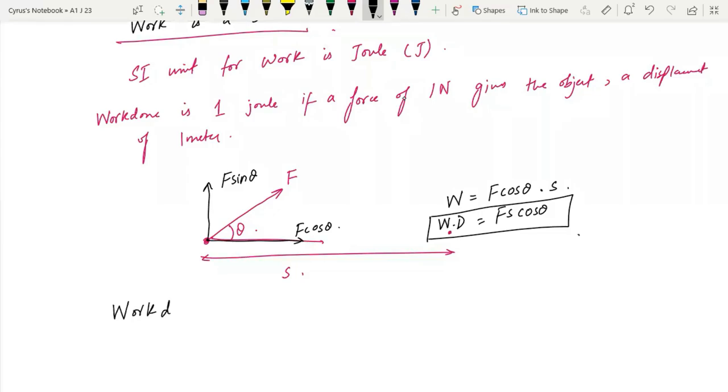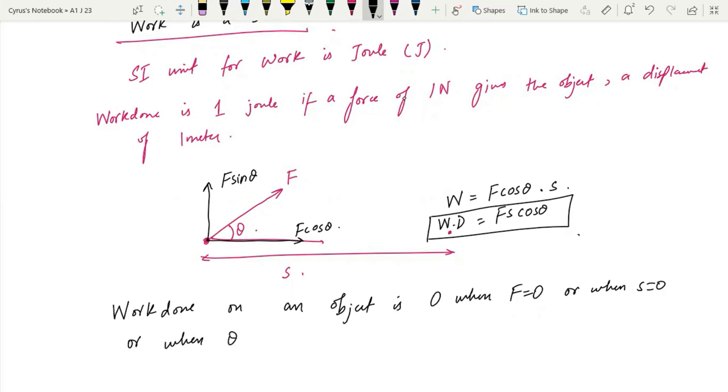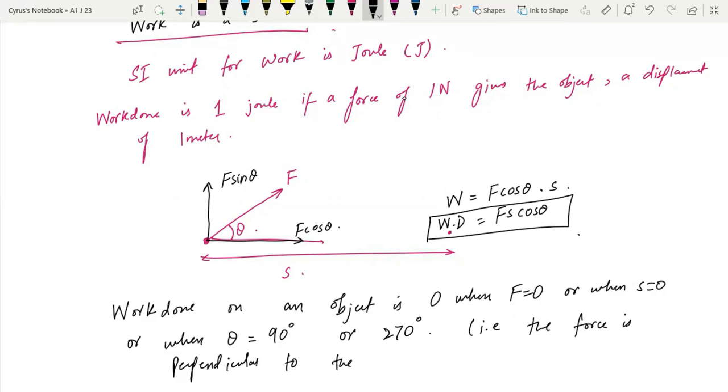You should know that the work done on an object is zero when the force is zero, you apply a force and the object does not move. Because when F is zero, or when S is zero, or when the force and the displacement are perpendicular to each other, then again we have work done as zero. Or when theta is 90 degrees or 270 degrees, that is the force is perpendicular to the displacement. In both cases, the work done is zero.